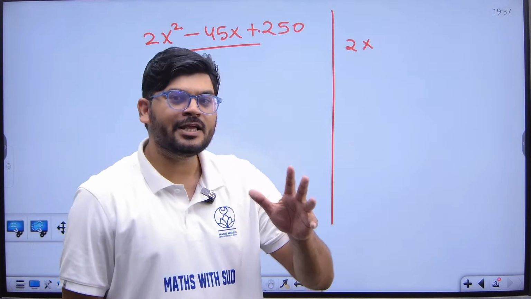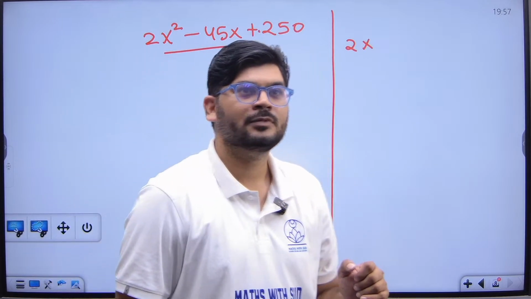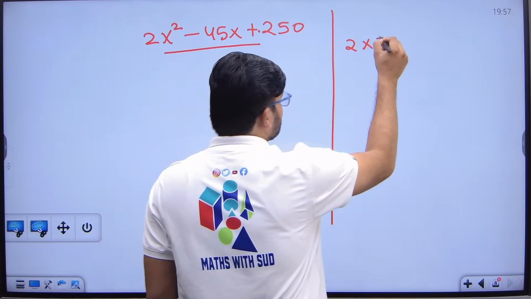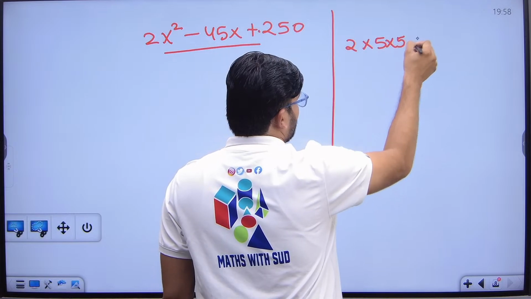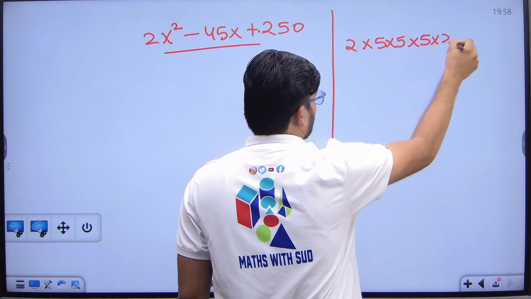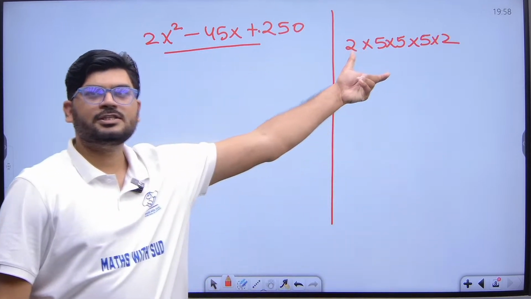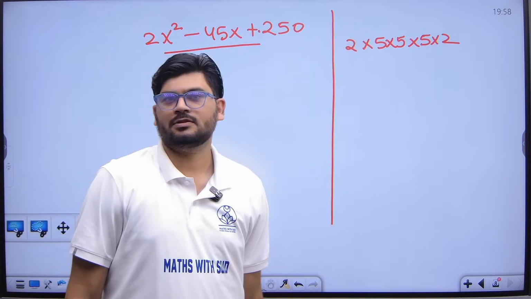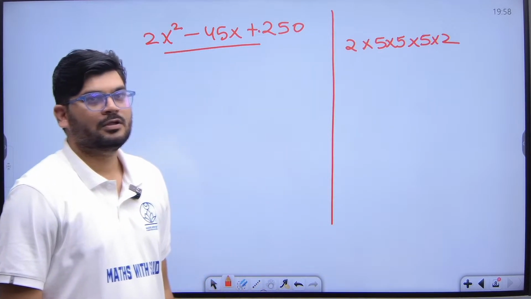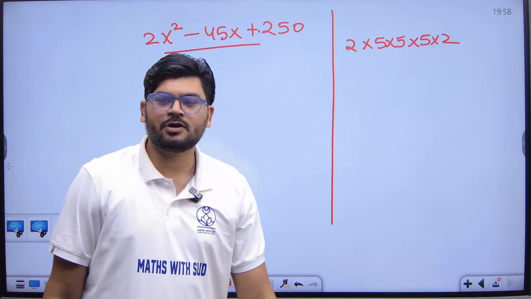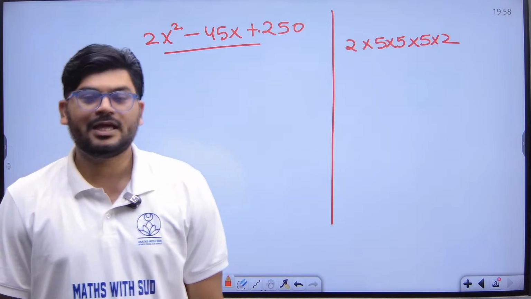250 can be written as 25 into 10. And 25 can be written as 5 into 5. And 10 can be written as 5 into 2. So this is the bunch of numbers that you have to play with. Now look for the sign. Is this positive or negative? Positive. Then you have to add.